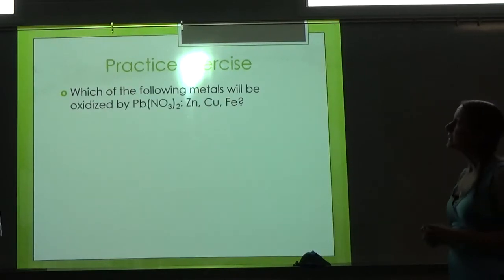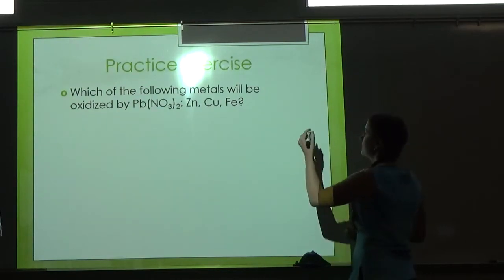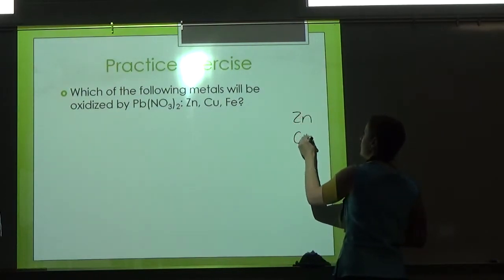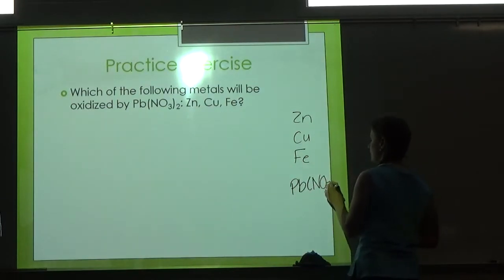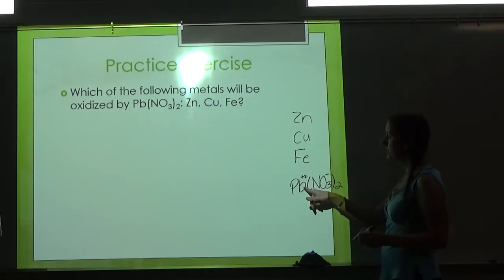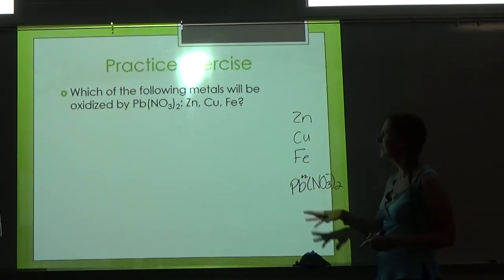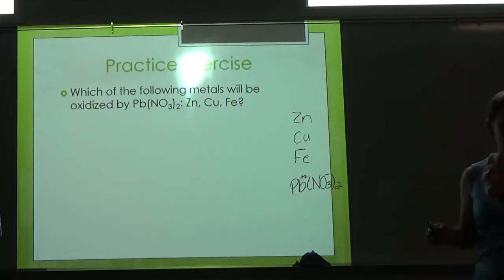And so then our next one, it says, which of the following metals will be oxidized by Pb(NO3)2, so lead nitrate? You have zinc, copper, and iron. Okay, so we have zinc, copper, and iron, and we're trying to see which of those will react with Pb(NO3)2. I can clearly see this is -1 for nitrate, and then there's 2, so this is +2. So lead is my ion, and these are my 3 metals. So we need to see lead is under which of these. All right, so let's go back to our activity series.